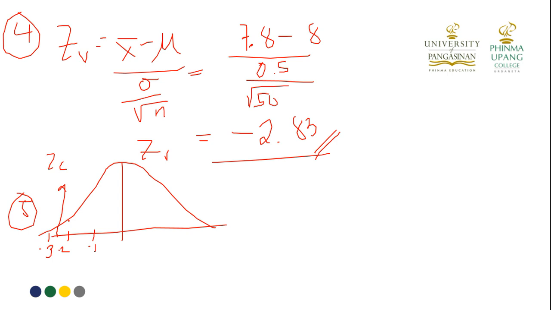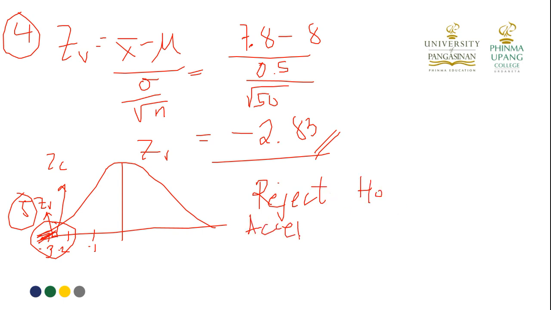In the critical region, since negative po, the rejection area is to the left. And we have negative 2.83 approximately located here for the z value. So nasa rejection area, the z value is under the rejection area. We're going to reject what? Reject HO. We're going to reject HO and we're going to accept the alternative hypothesis. And for number 6, accept HA because the Z value is under the critical region.